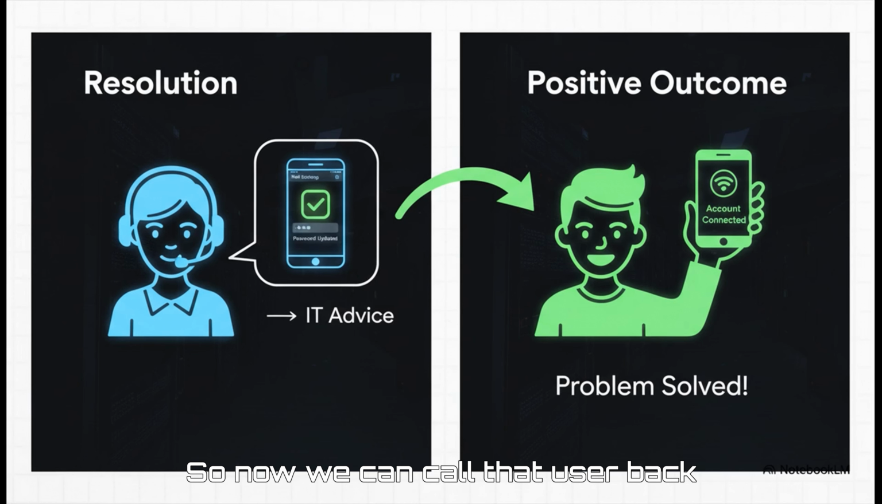So now we can call that user back with total confidence. We don't just say, okay, I unlocked you again. We say, hey, I see the lockouts are coming from your iPhone. Can you please go into your mail settings and just re-enter your new password? That'll stop this from happening. We fix the root cause.